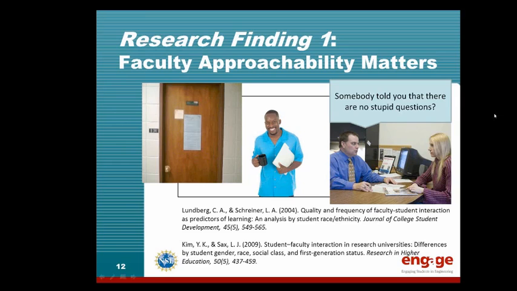And so faculty who are viewed as open or responsive to questions, that is associated with better learning outcomes for students. And what we know is that women in particular are more apt to report that approachability is very important for them in terms of the learning environment. And so how does a faculty member improve their approachability? We have a slide there.